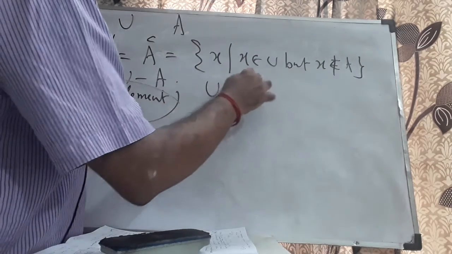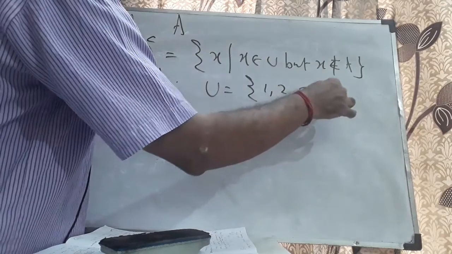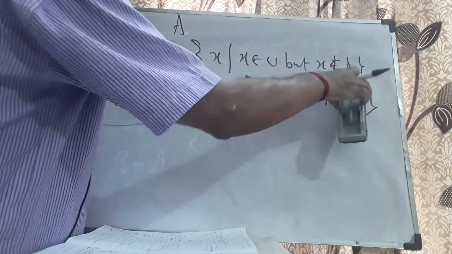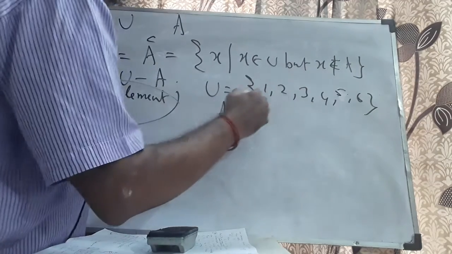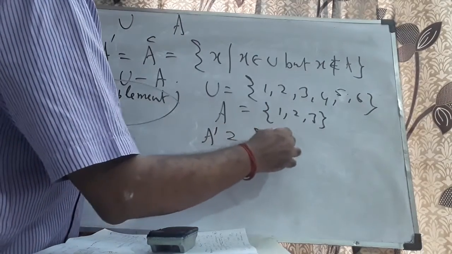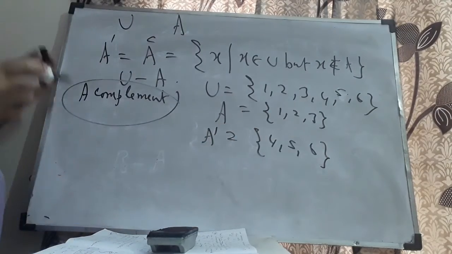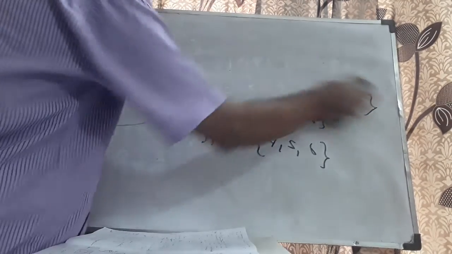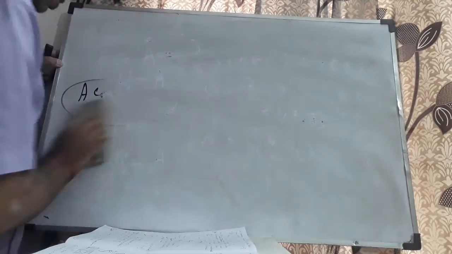We can take an example here. Let U have 1, 2, 3, 4, 5, 6, and A is 1, 2, 3. Then A dash will automatically be 4, 5, 6. All the elements in U other than A is called A dash. Therefore, I have explained union, intersection, A minus B, A complement, A dash, and disjoint sets.